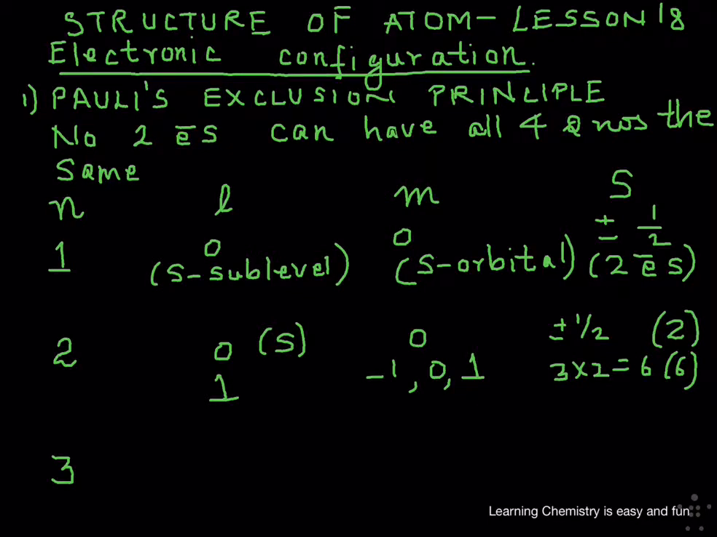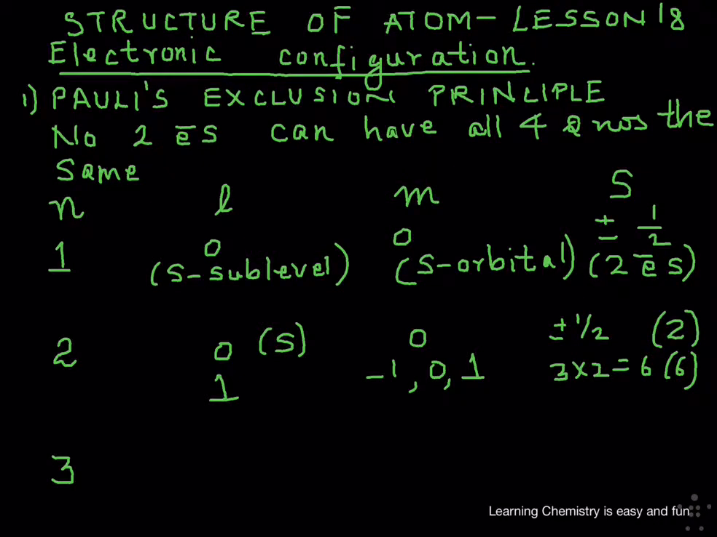The topic we are dealing with today is structure of atom, lesson 18. Now coming to the electronic configuration of the atoms, how do we configure or arrange the electrons in any atom is what is called electronic configuration.